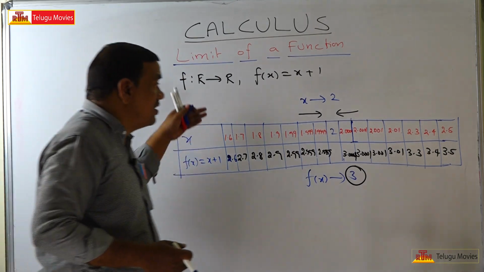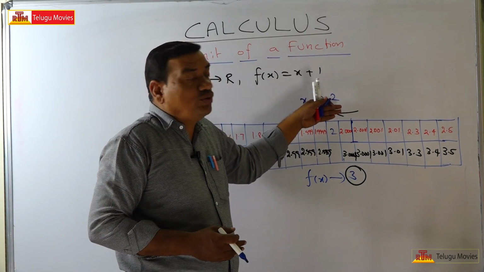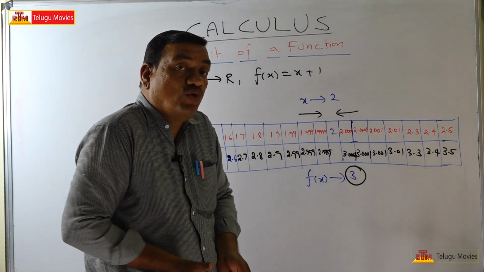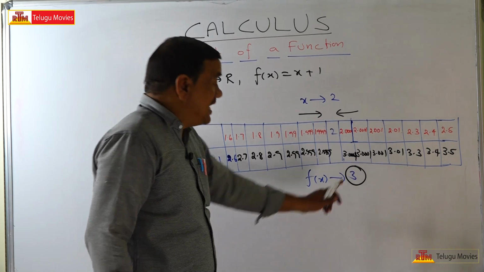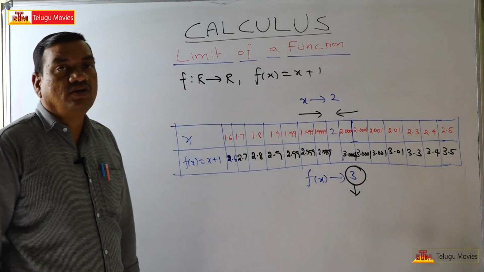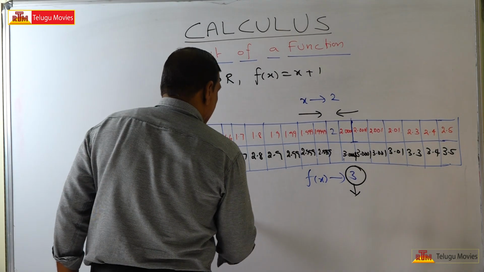Understand? Why? Because you are approaching 2, so the maximum f of x value can move up to 3. That's why that 3 is called the limit.